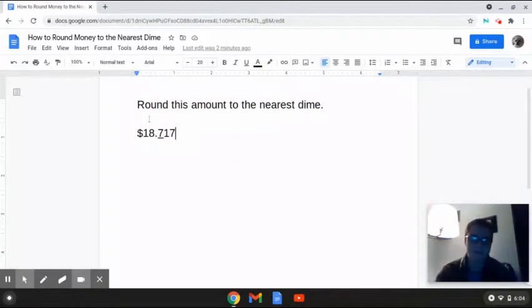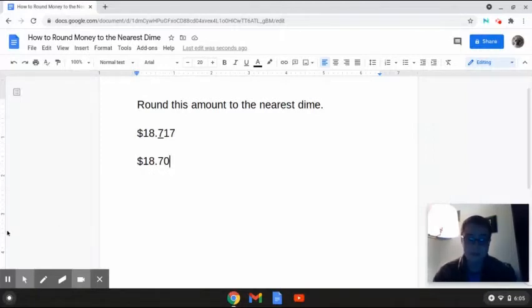Alright, so this first problem reads, round this amount to the nearest dime. Okay, so we are given the amount $18 with 717 cents. And if we look, the number 7 is underlined. So that is going to be the key digit that we're going to be rounding to. And if we look to the right of the number 7, we have the number 1. And the number 1 is less than 5. So this amount is going to round down. So it's going to become $18.70. So the answer for this problem is $18.70 because we took a look at the key digit, which was underlined, and looked to the right and saw that that number was less than 5, so we rounded down, and this became $18.70. And that is how to solve this problem.